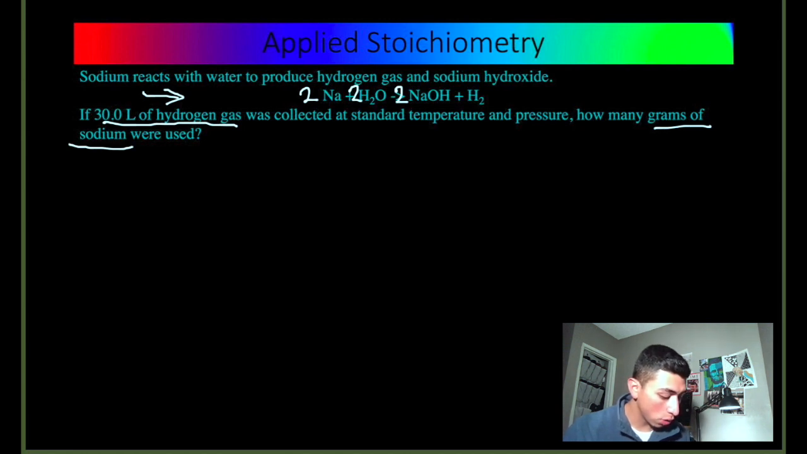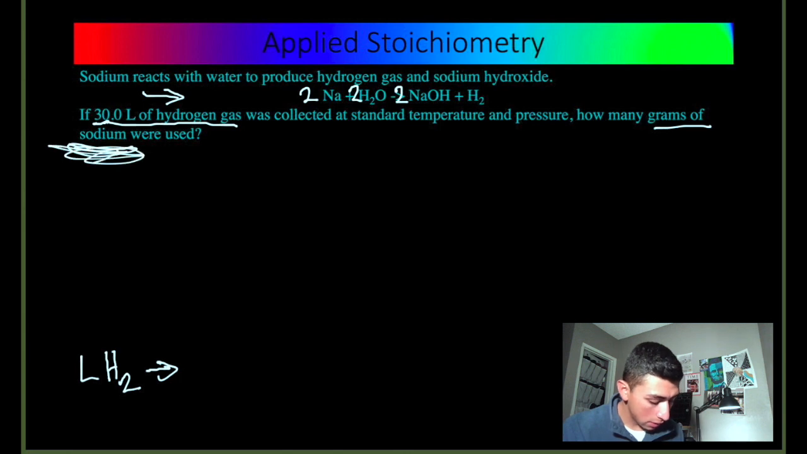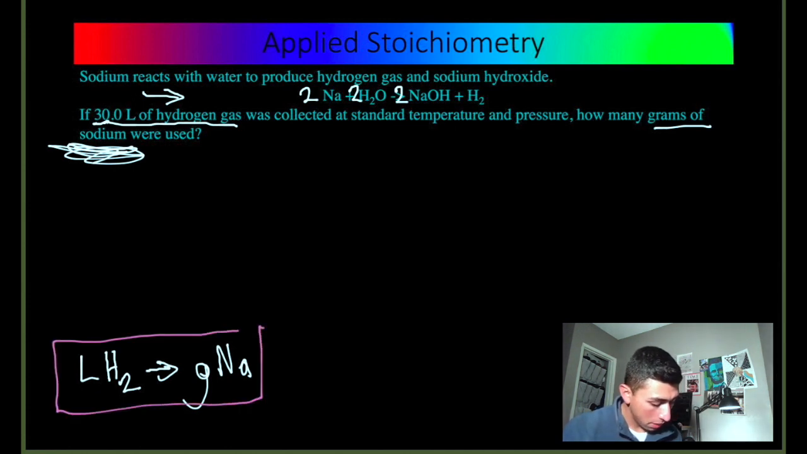So we're starting with liters of hydrogen gas, because that's our initial given value. And they're asking us to convert to, once again, look at this, grams of sodium. Now I'm going to box this in because we know that we are going to be doing this conversion.